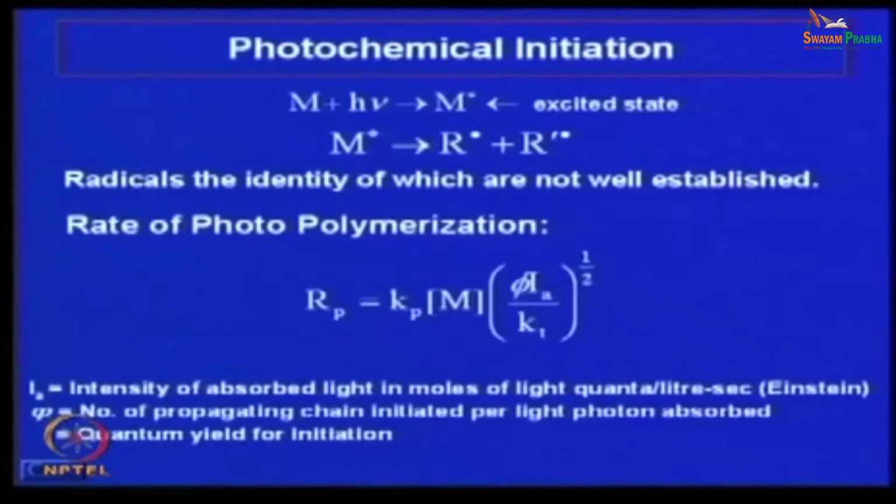So, these are various considerations which can automatically arise. Now, here in this case of photochemical initiation, as before, you can compute the rate of polymerization in a similar fashion, where monomer concentration term is there, rate constant of polymerization is there, and phi I A by k T to the power half, where I A is the intensity of absorbed light in moles of light quanta per liter second, or Einstein, and this phi is the number of propagating chain initiated per light photon absorbed, or quantum yield for initiation of polymerization.